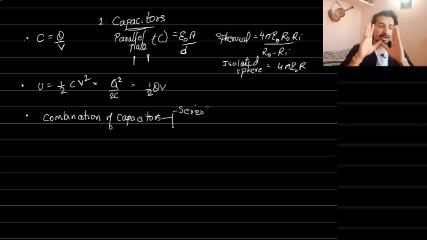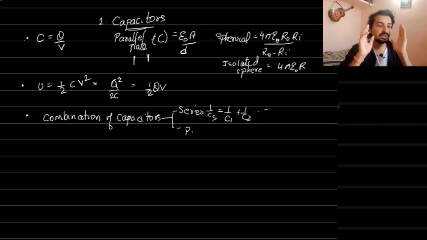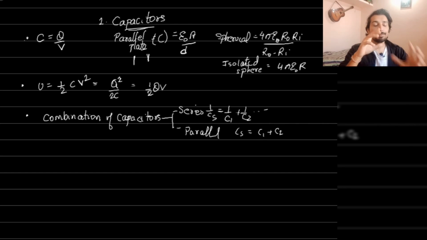So basically half QV is the formula. You can think of it this way: if you substitute the Q value, which is CV, you get half CV square, and if you substitute the V value, that is Q by C, you get Q square by 2C. So that's all. Then, combination of capacitors.